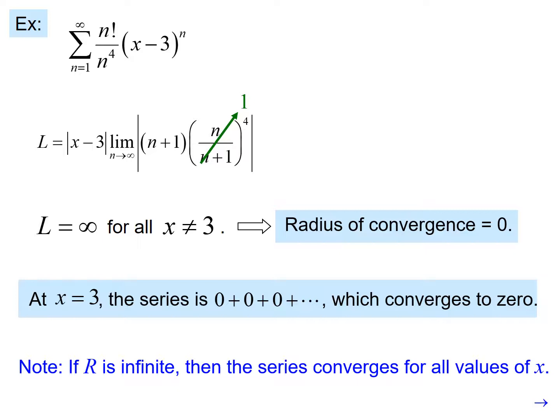So this was an example of r equals 0. If we ended up with r is infinite, that means the series converges for all values of x. So an infinitely large radius of convergence will encompass all values.